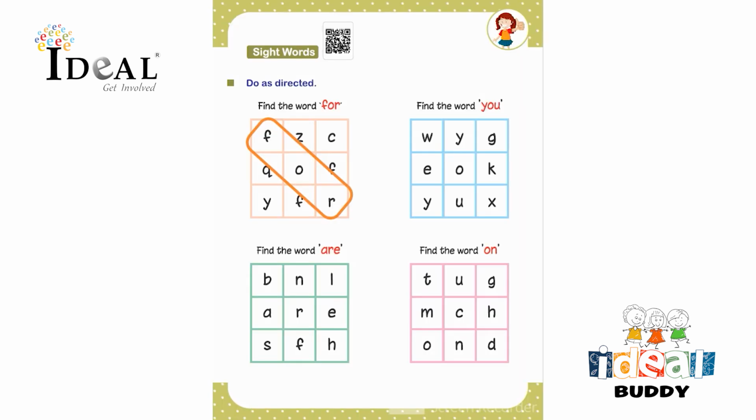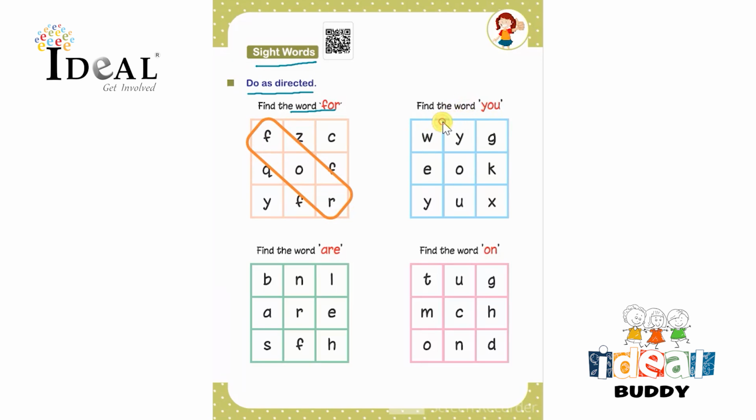Hello everyone. In this page we are talking about sight words. So here the child has to do as directed. So the first is find the word for, F-O-R. So here one is done for the child so that they can follow the same procedure for the next ones. Next is find the word you. So they have to find it and they have to do the same process as done for the first one.